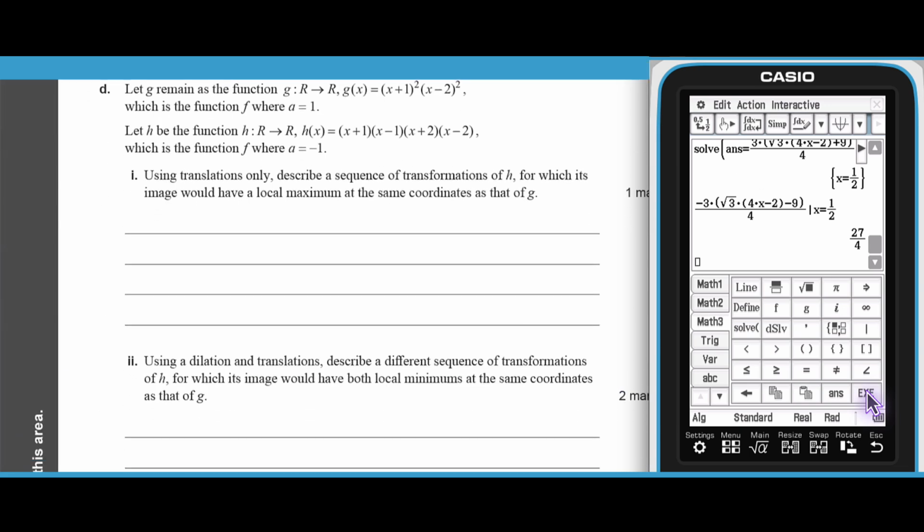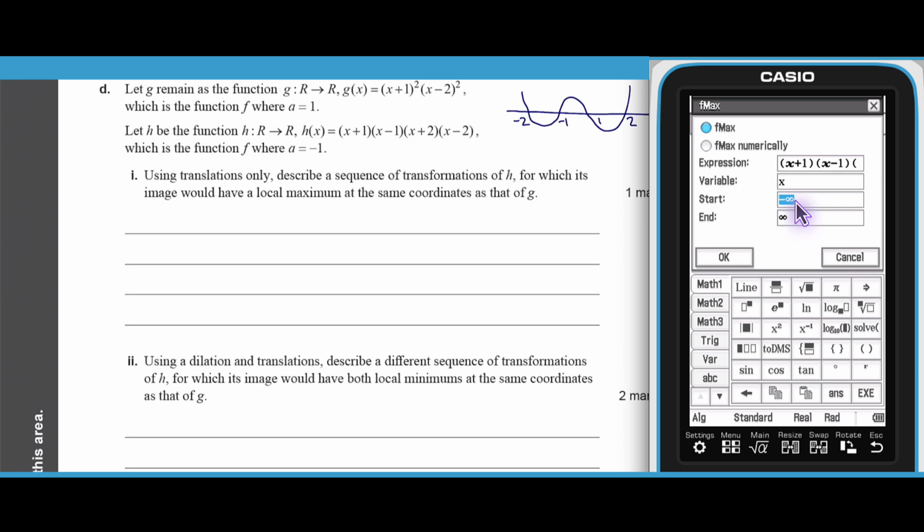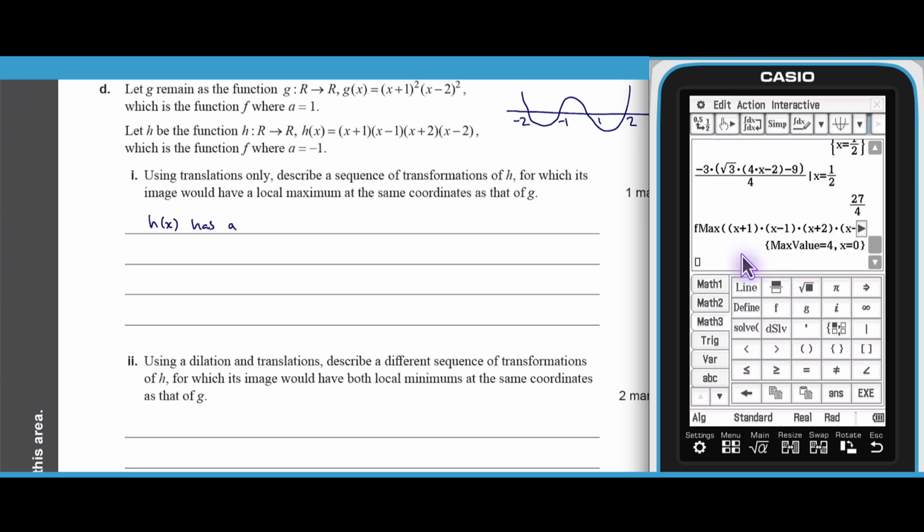Part D introduces a function h of x, which has 4 distinct x-intercepts and a graph that looks like this. In Part 1, we are interested in translating the local maximum of h of x to the local maximum of g of x as found earlier. I'm going to start by finding the local maximum of h of x on my ClassPad. I can now compare this point to the local maximum of g of x, which is at 1/2, 81 on 16.